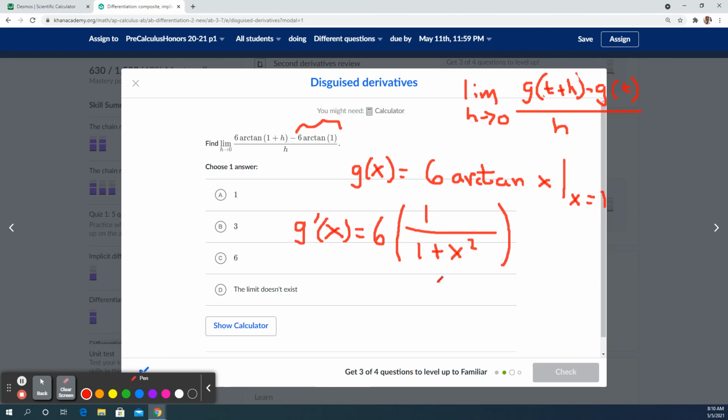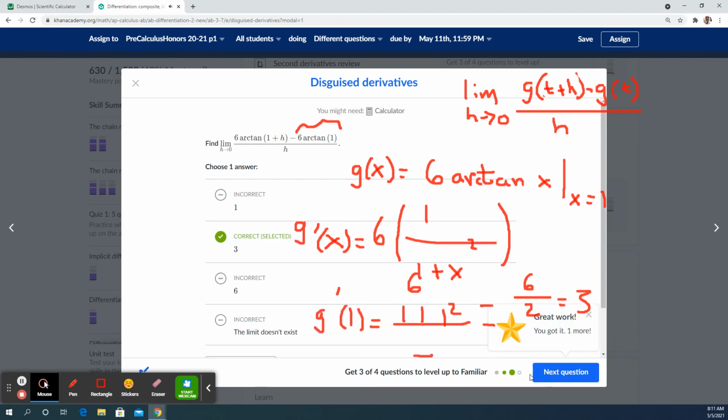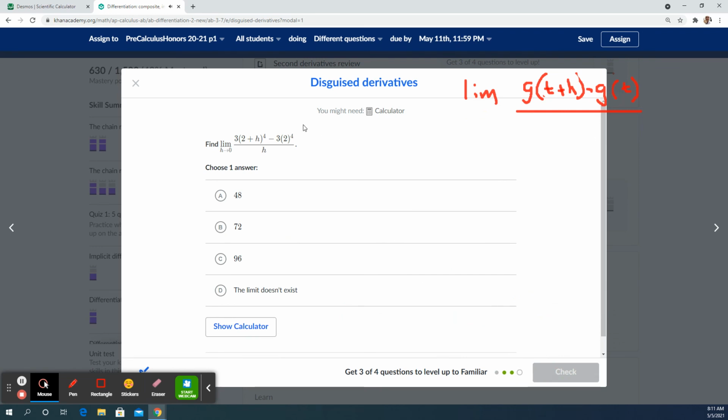So there's our derivative, and then we're going to go ahead and plug in 1. g prime of 1 is equal to, that 6 will go on top, 1 plus 1 squared. So I got 6 over 2, which is equal to 3. Even though this looked hairy and crazy, it wasn't too bad if you have this. The rest are probably similar.